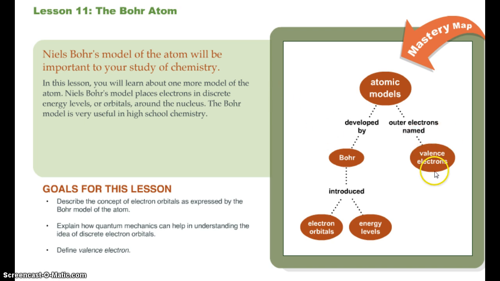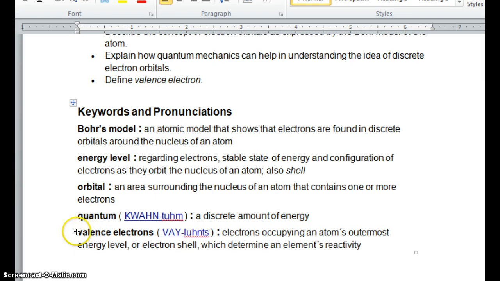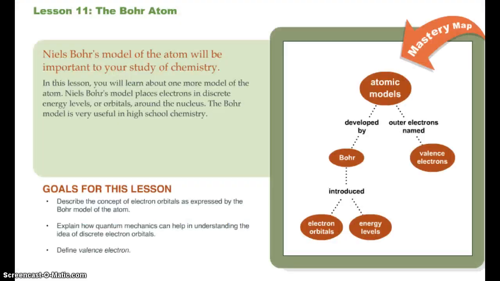All right, atomic models. Outer electrons are named valence electrons. Crazy, crazy, crazy important vocabulary word. Valence electrons: the electrons occupying an atom's outermost energy level, or electron shell, which determines the element's reactivity. So the whole reason that an element is going to react or not has to do with how many valence electrons it has, or in other words, the electrons in the outermost shell.